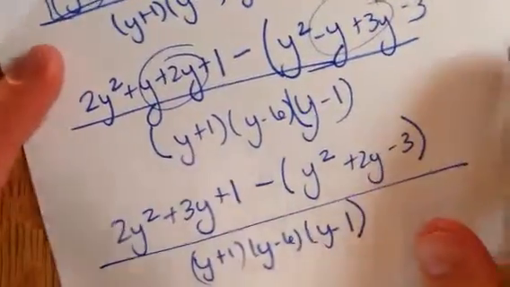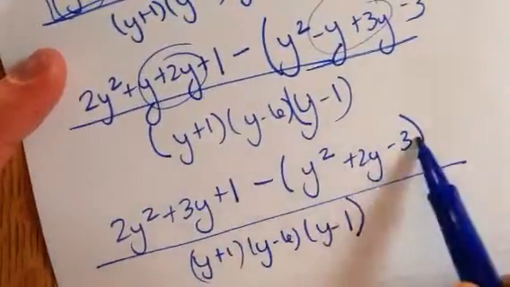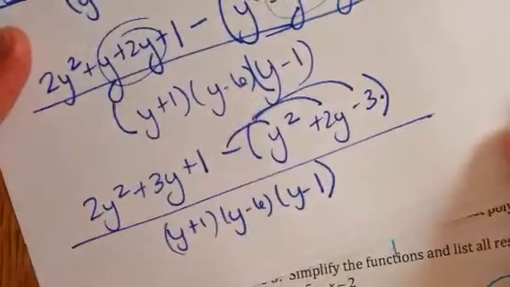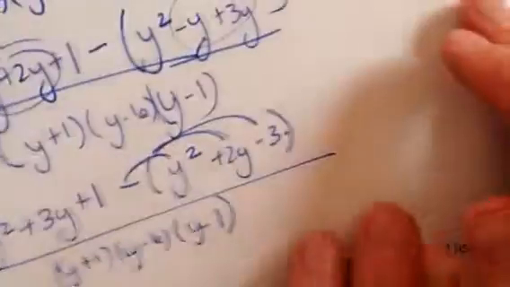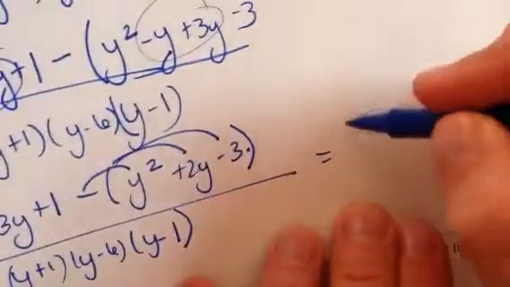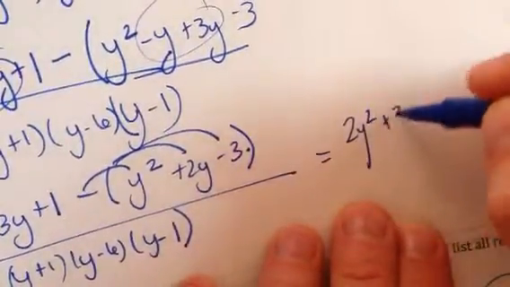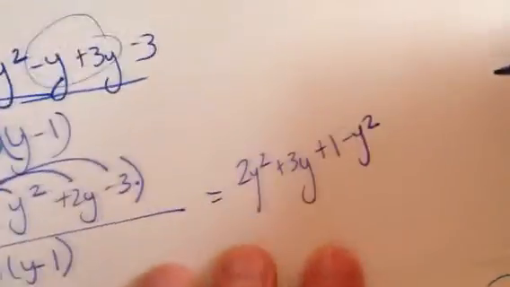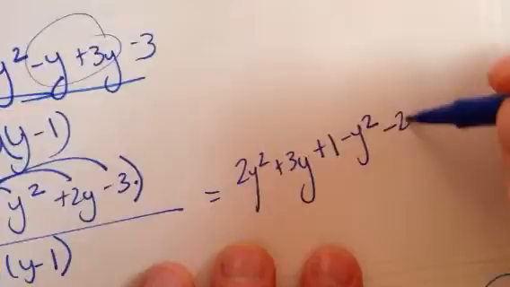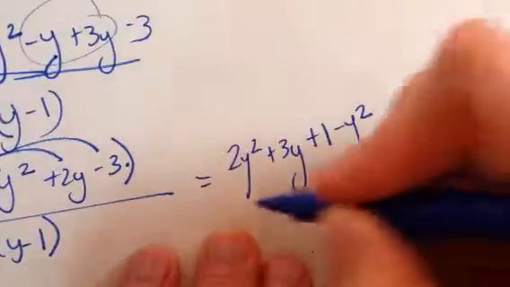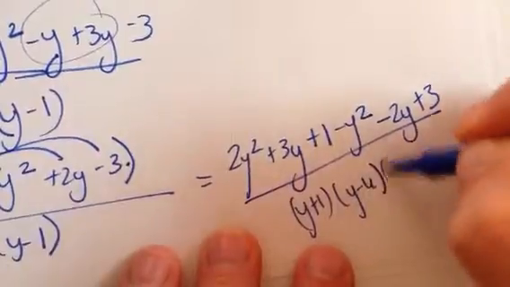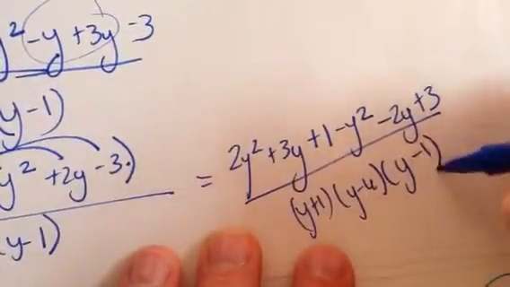Now, just like when we subtracted, we have to subtract everything after this negative. So therefore, we have to change the sign on 3 of our terms. So I would have 2y squared plus 3y plus 1 minus y squared minus 2y plus 3 over y plus 1, y minus 6, y minus 1.